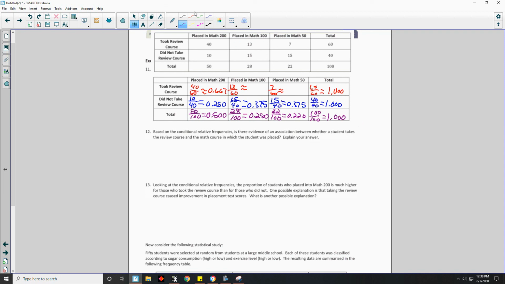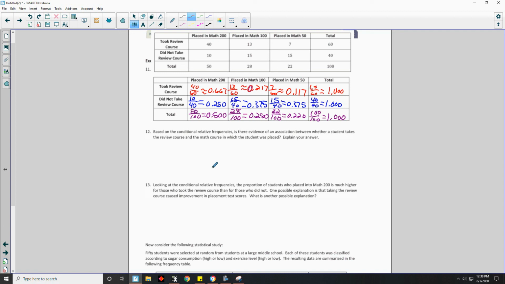Oh, I didn't finish the top. Okay, so 13 out of 60 came out to be 0.217. 7 out of 60 came out to be 0.117. Okay, forgot to do those decimals. All right, there we go.